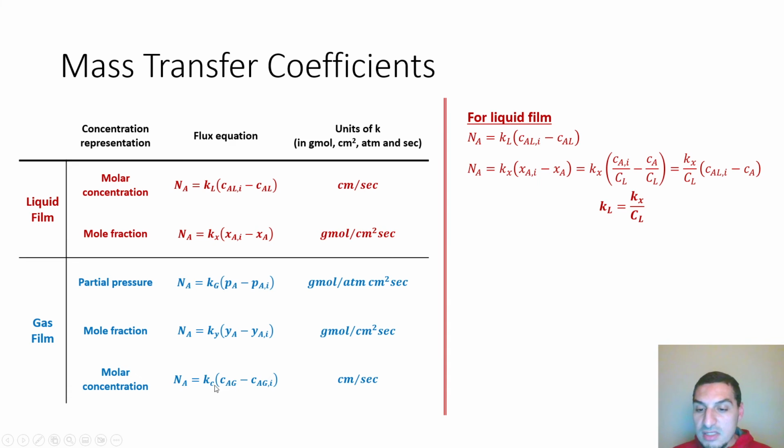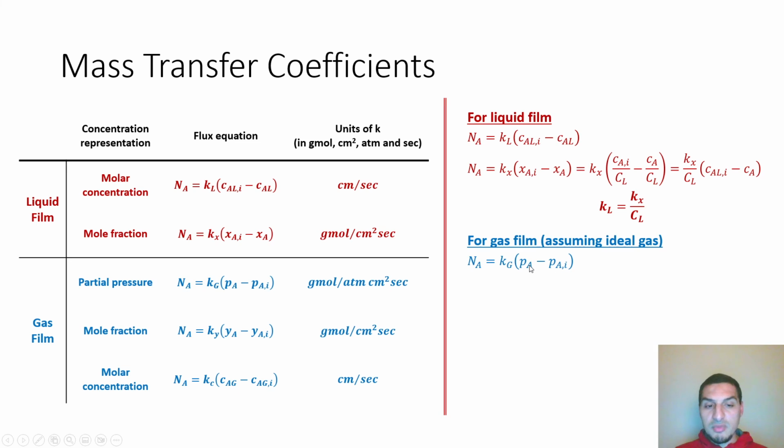And here I have Kc, which has units of centimeter per second. We give it the symbol Kc to differentiate it from Kl. So Kc is the mass transfer coefficient in the gas phase, where the gas concentration is represented as molar concentration, but Kl is the liquid phase mass transfer coefficient. What we did here is valid here as well, so we can get the relation between Kg, Ky, and Kc.